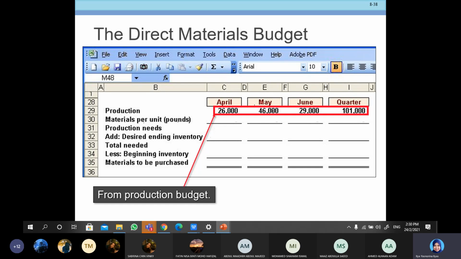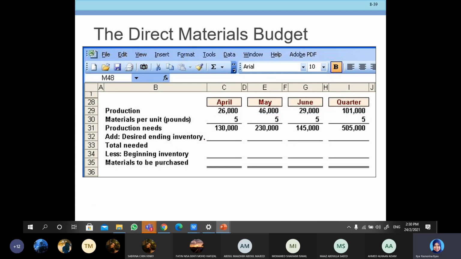Then less beginning inventory. Okay, it's almost similar. It's just that the material you have to multiply, because we want to know the total production needs for direct material, and also we have to multiply with 40 cents. So we want to know how much total direct material we need to purchase. Okay, so 26,000 times 5. We need to do this first because we want to identify production needs: 130,000.